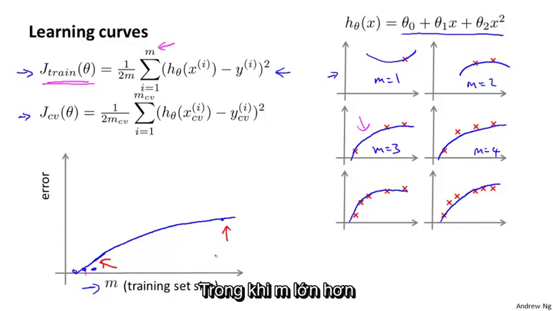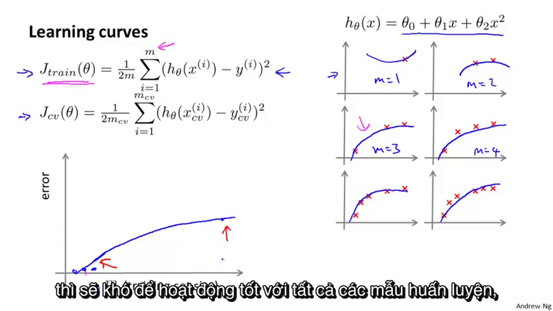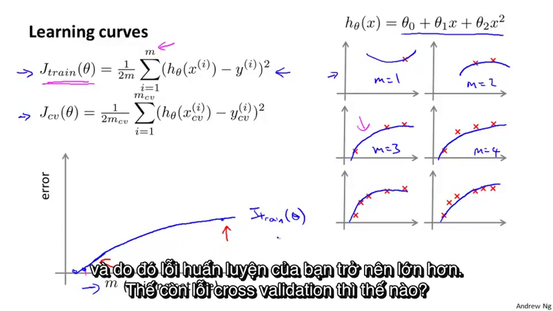Whereas when m is larger, it gets somewhat harder to fit all of your training examples perfectly, and so your training set error becomes a little bit larger.